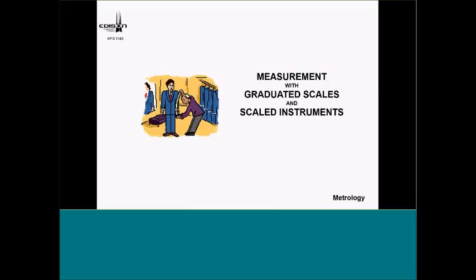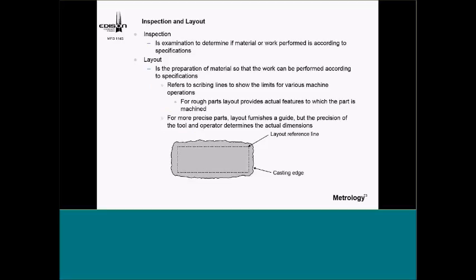All right, so now we're going to start measurement. After all that introduction, first thing we do, besides already using the tape measure, we're going to measure with graduated scales and scaled instruments. In so doing, I'll talk a little bit about inspection and layout. I'm sure we've all done this, but we've cut something out of a piece of paper, or a piece of wood, or whatever. We have a layout, a reference line, and for instance, if I have a casting edge.